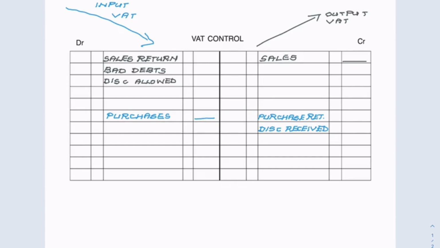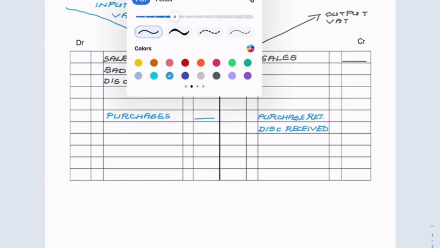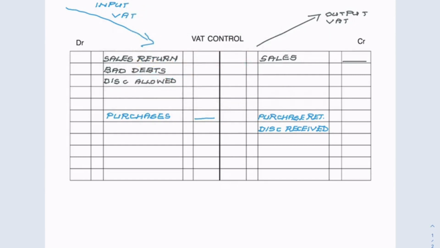Now, there are two further transactions that I want to have a look at relating to the VAT control account. And those two transactions are donations and drawings. Note I'm putting them on the credit side. So we've got to pay output VAT on our drawings and donations.